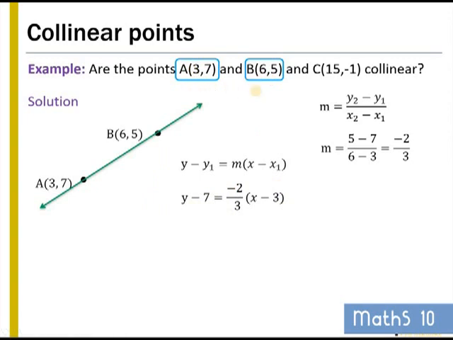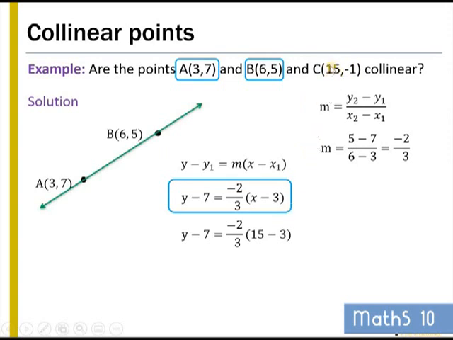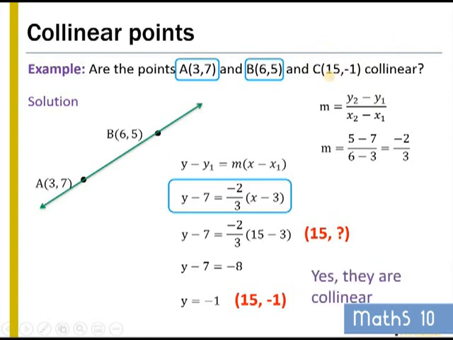So to decide if the 3 points are collinear, we need to work out if C lies on this line. So let's put in the point x equals 15 and see what coordinate we get. If we put x equals 15 into this line, we get y minus 7 equals -2/3 times 15 minus 3. We're going to try and work out what the y value of this coordinate is. So y minus 7 equals -8, so y equals -1. So the coordinate is (15, -1). This is the coordinate of C, so yes, the points are collinear.